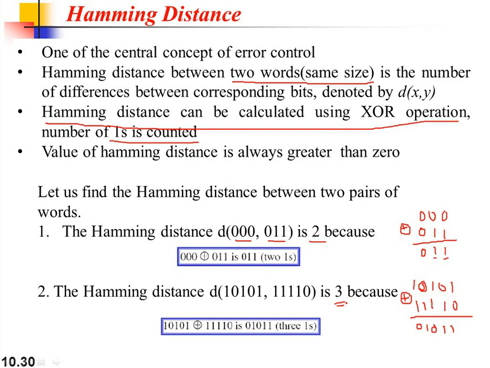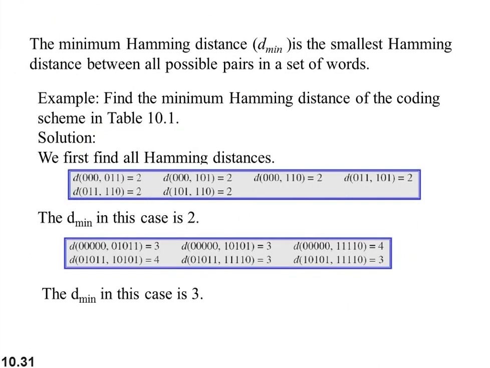So this is how you can calculate the Hamming distance, and this Hamming distance is useful for detecting errors and also for correcting errors. The minimum Hamming distance is the smallest Hamming distance between all the possible pairs of the set of words. So if 10 words are there, you calculate the distance between all the possible pairs, and the smallest will give you the minimum Hamming distance.